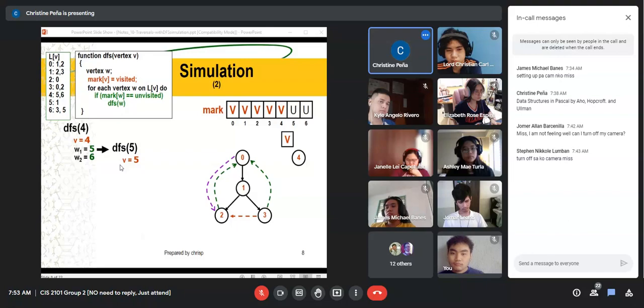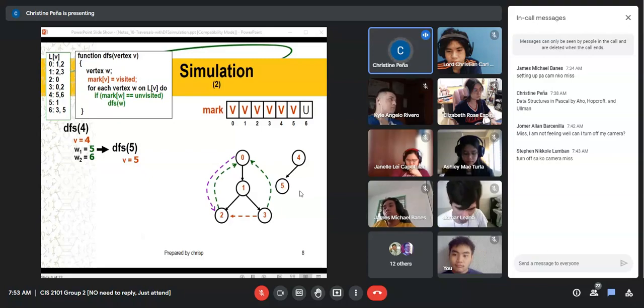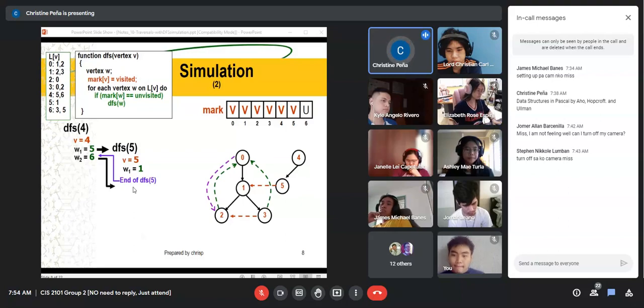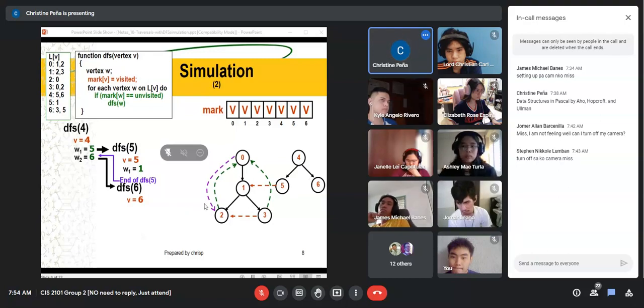Okay. With the green colored and red colored statements, you mark it visited, and then you have that one also. There, 1 is visited, so we have the red colored statement, from 5 to 1, a broken arc. So that's the end of DFS 5. Going back to that call, and then DFS 6. Mark it visited. I'm just using a drawing.